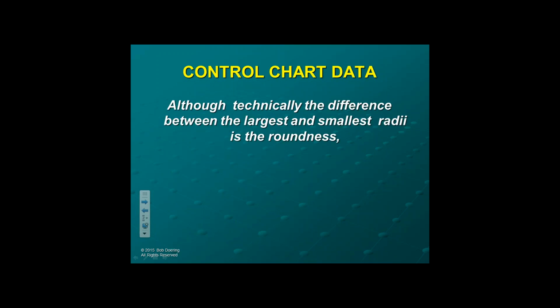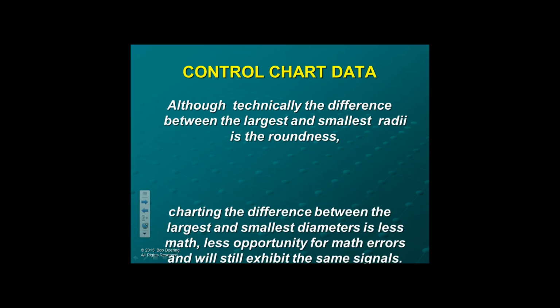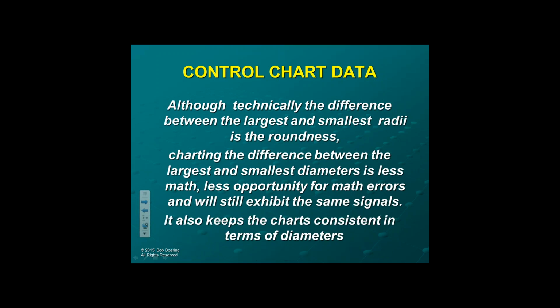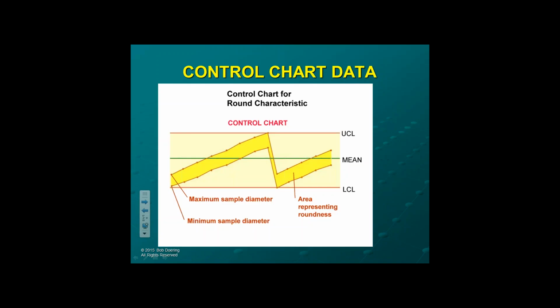Although technically the difference between the largest and smallest radii is roundness in GD and T, we're going to choose to measure smallest and largest diameters so that our data stays in the same context. We're going to have the largest and smallest diameters and the range be in terms of diameters. It doesn't really matter because it exhibits the same signals. It's only a factor of 2. And it also keeps the charts consistent in terms of diameters.